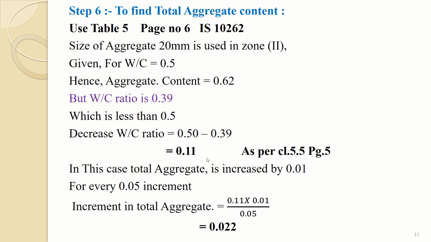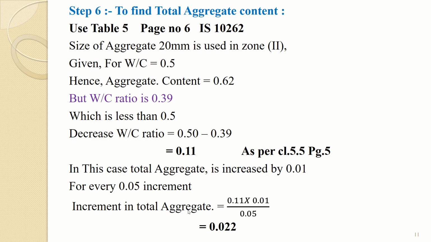So here the water cement ratio is decreased by 0.11, so we should add some aggregate. Because total coarse aggregate requires less water for the mix, that's why we should increase the coarse aggregate content for a given water cement ratio.